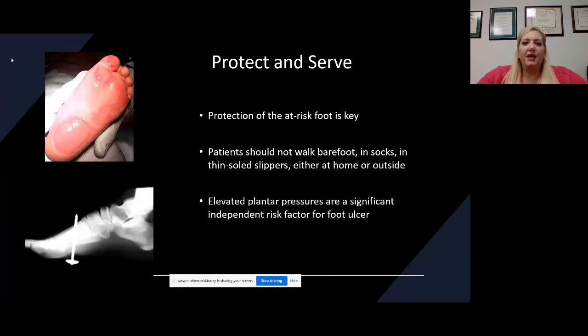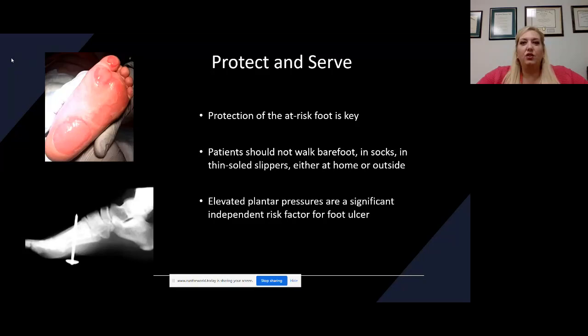We also have to manage these patients by protecting their feet. Protecting the at-risk foot is really key, and patients should be encouraged not to walk barefoot, really not to even walk in socks or thin-soled slippers, because if they were to step on something and they have neuropathy, it would go through a thin-soled slipper or a sock without any problem.